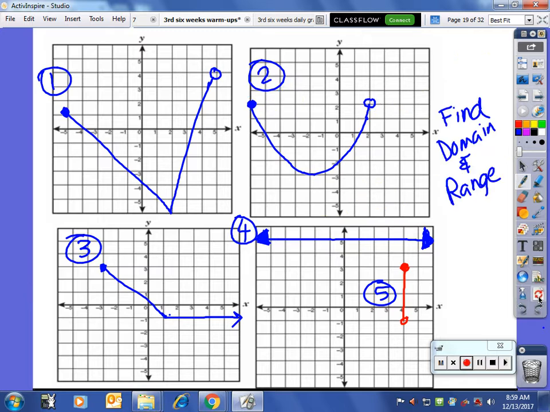All right, let's talk about this one. My line wasn't very straight, but that's okay. Domain, the lowest domain value looks like -3 and it is colored in. What's happening to the right? It's going on forever to the right, but it stops at the left. So I can't put all real numbers. What do I have to put?